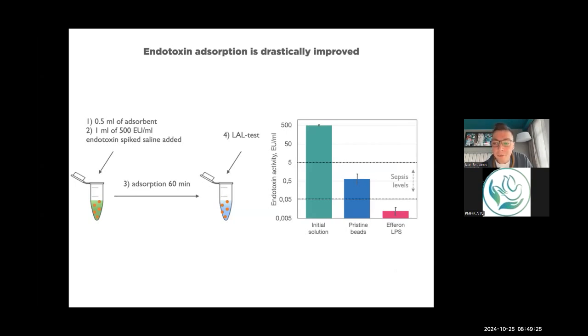You can see that the initial solution, upon incubation with the pristine beads, shows endotoxin activity that decreases considerably. But at the same time, Efferon LPS beads decrease it even more, so it's a logarithmic scale. It's about 2 orders of magnitude between untreated beads and surface modified beads.